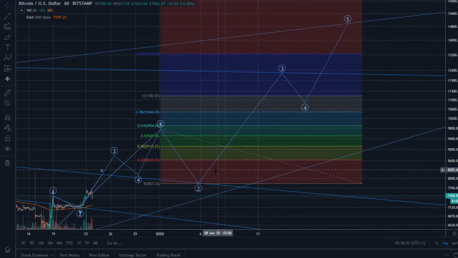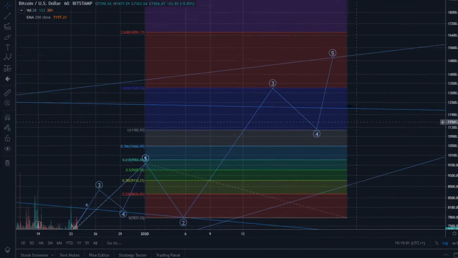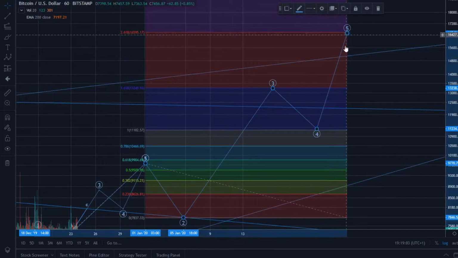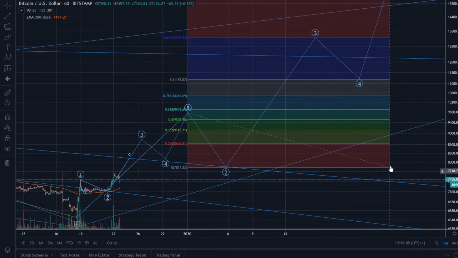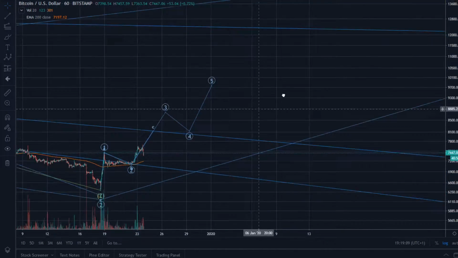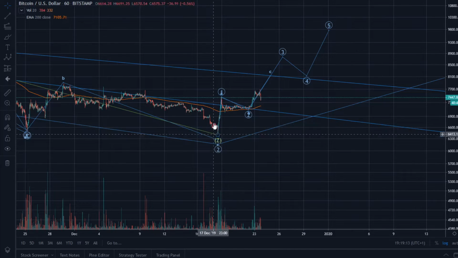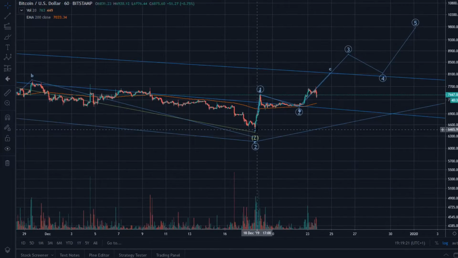If this was a 1 and we got another 2 following this, we could even see targets like this. But this is in no way certain right now. I will take this off again. It's just another future scenario. So right now, in my opinion, we are on this way, either A, B, C, or 1, 2, 3, 4, 5.